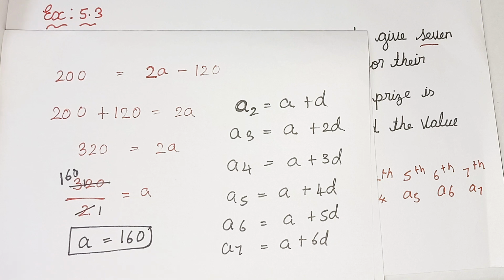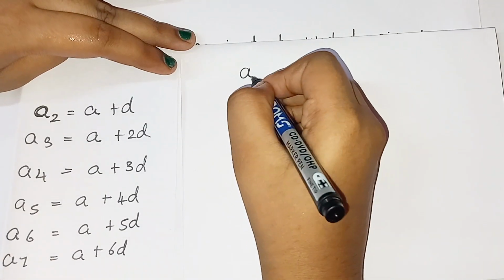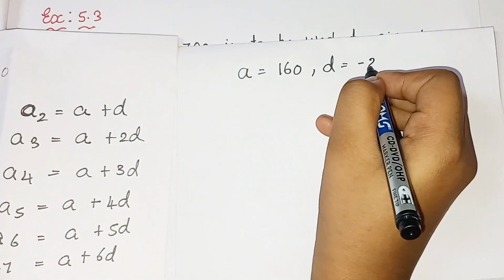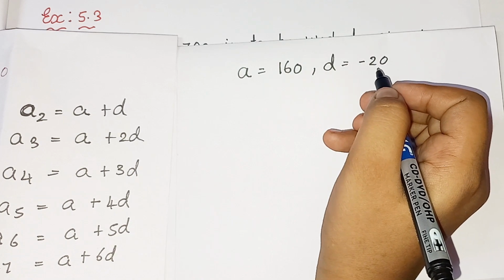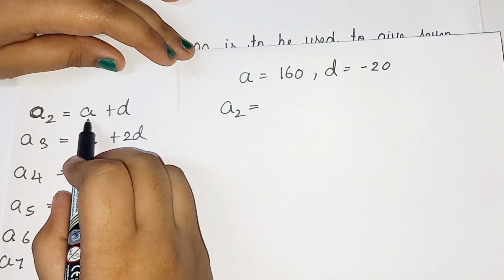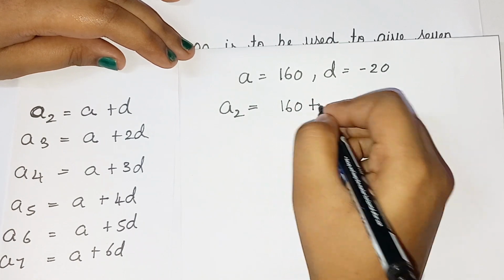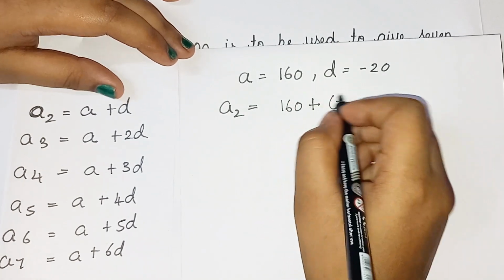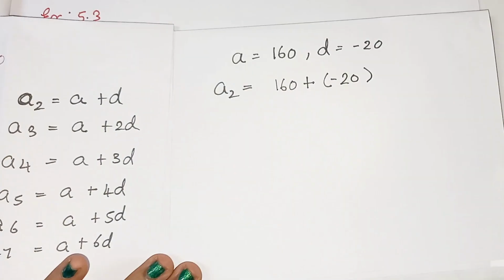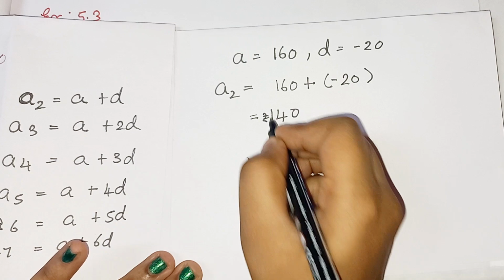How? I know the A value and the D value. So like that I'm gonna find it. We know the A value, that is 160, and the D value is minus 20. Okay, so now we can actually write it. A2 is equal to 160 plus minus 20, since the D value is minus 20. When we solve it, we will get 140. So rupees 140 for A2.